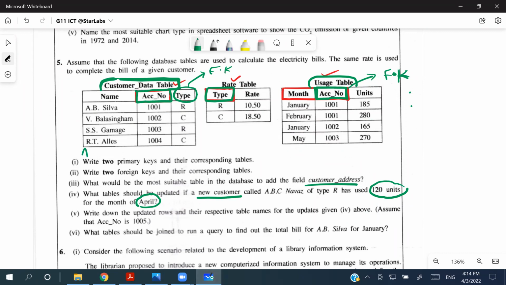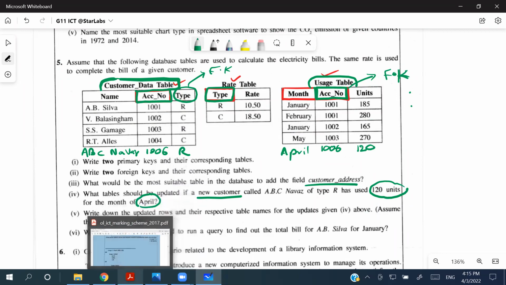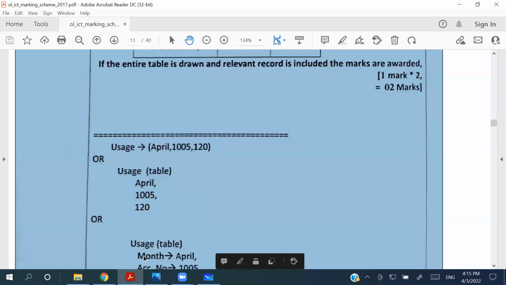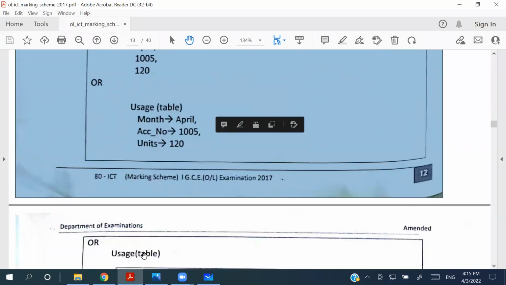Here it's going to be ABC Navas 1006, type is R. Here it's the April and 1006 and 120 units. Right, so if both the records are being written, you are given 2 marks for that.